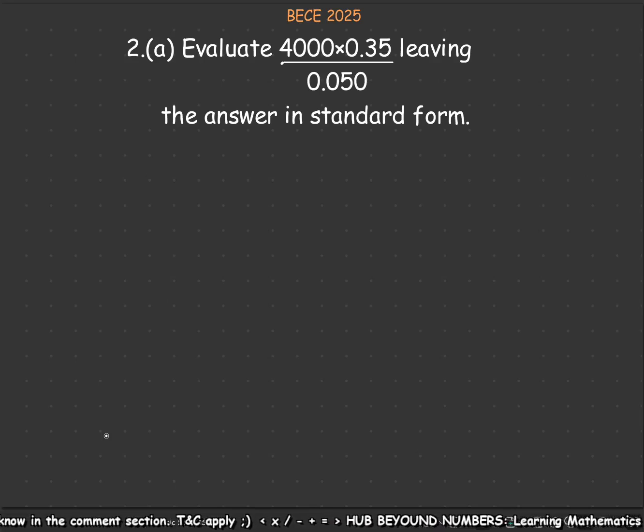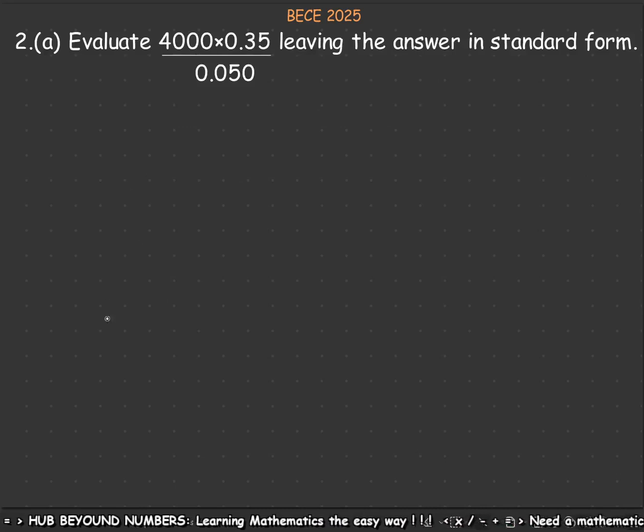In this lesson, we are solving question 2a of BECE 2025. Without much ado, let's quickly look into it. As you can see, all we need to do here is to evaluate this and leave our answer in standard form. Evaluate, that is, 4,000 times 0.35 divided by 0.05, and then leave our answer in standard form.